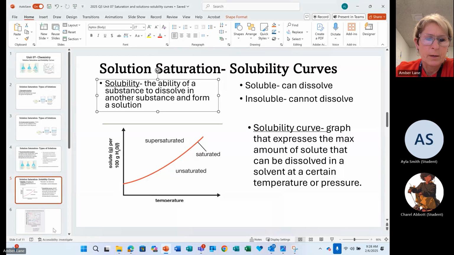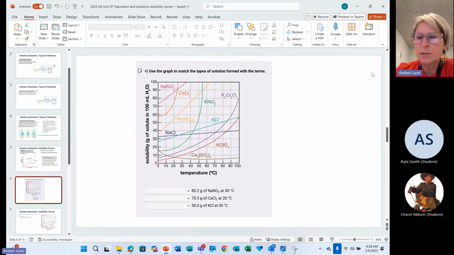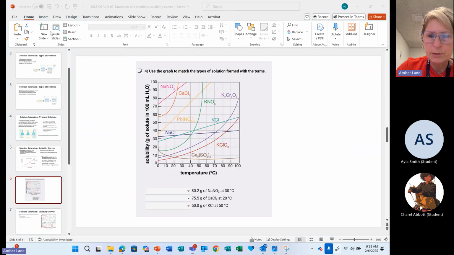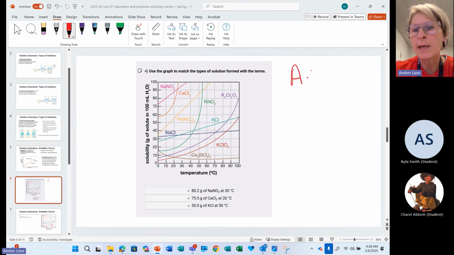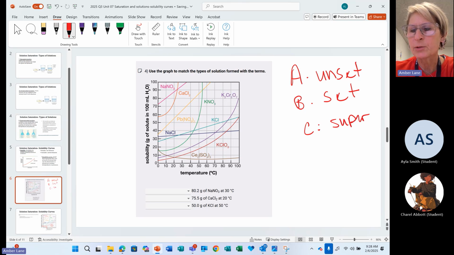Okay, so if we were to take a look at this, our options for this question are going to be A, unsaturated solution, B, saturated solution, or C, supersaturated solution.